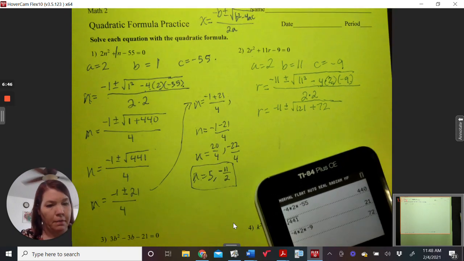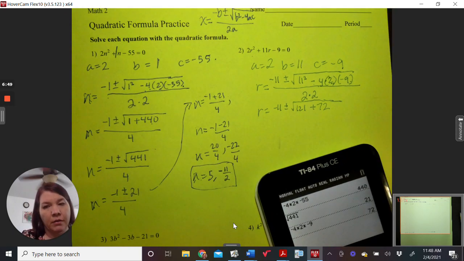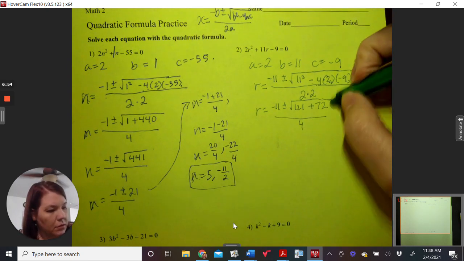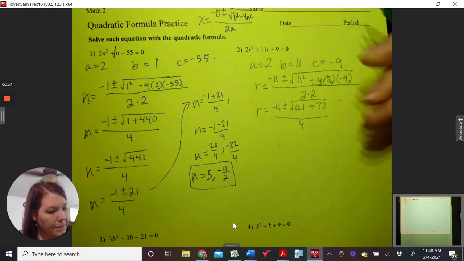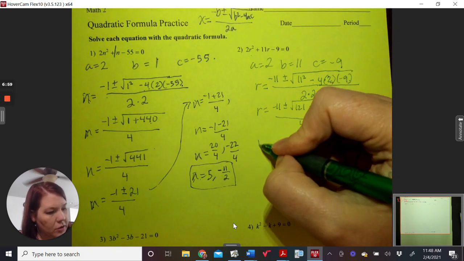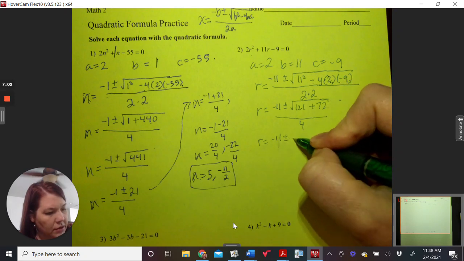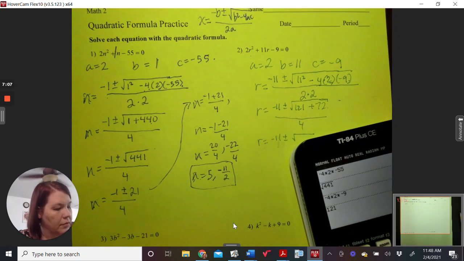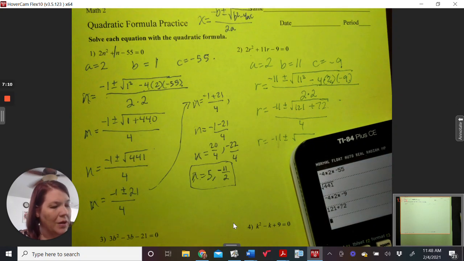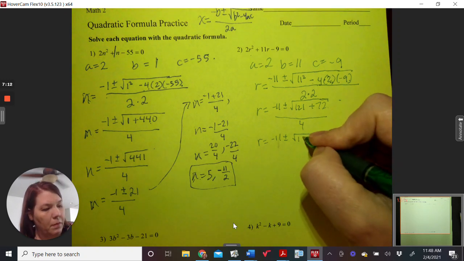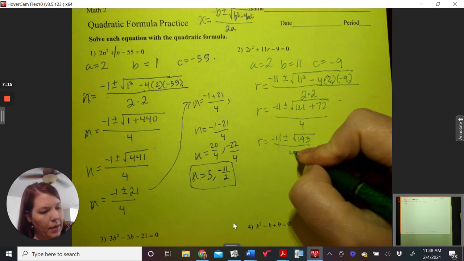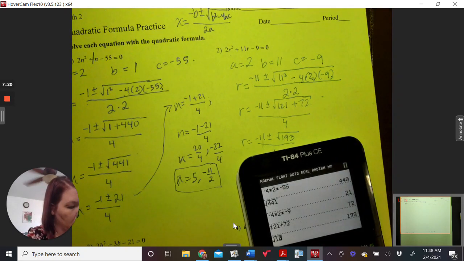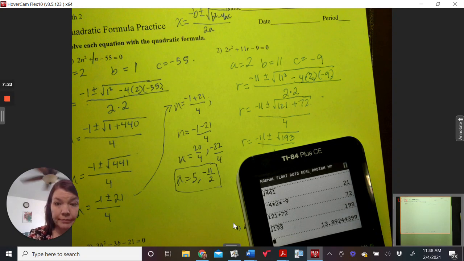Don't feel bad if you have to grab a calculator. I do it all the time. All over 4. And so R equals -11 plus or minus the square root of 121 plus 72 is 193. Then I'm going to take the square root of 193. I got a decimal, which means I'm done.